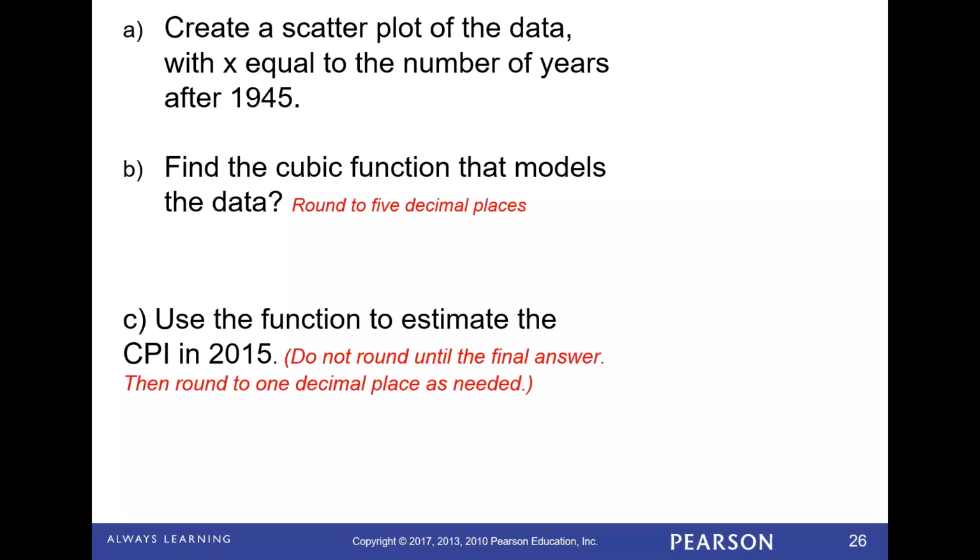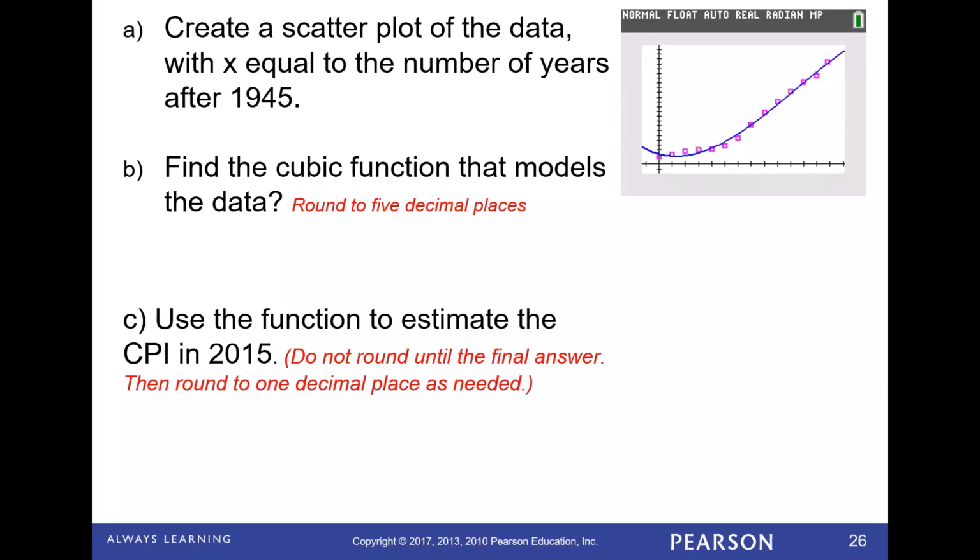Okay, so hopefully you've had time to put all your data in. If you need to, go back a couple of seconds and look at the pause there. What we want to do is create a scatter plot. We also want to find the cubic function that models the data itself. Go ahead and round it to 5 decimal places. And then in C, I want to use the function to estimate what the CPI would be in the year 2015. Big key thing here, do not round until the final answer, meaning use the unrounded model.